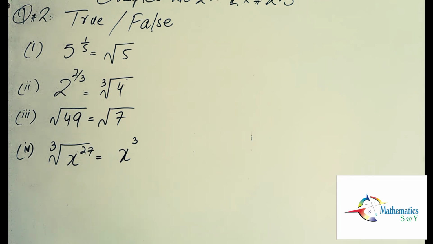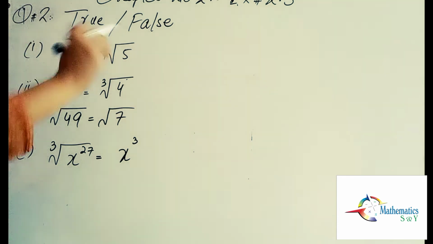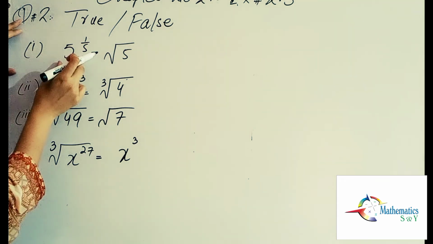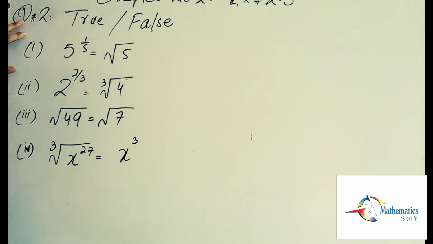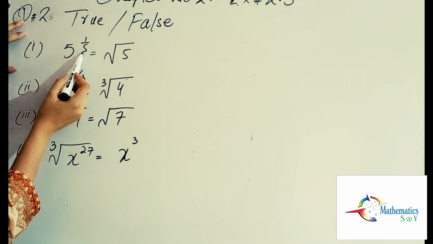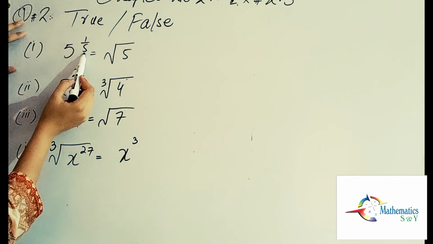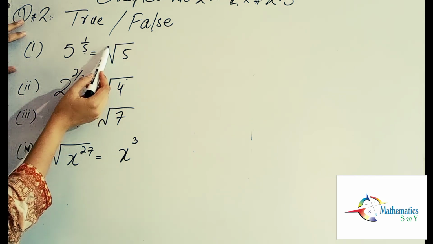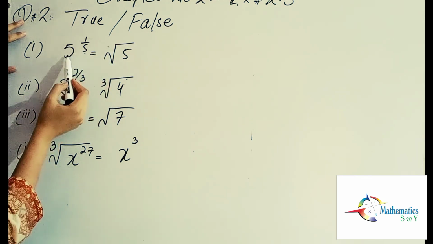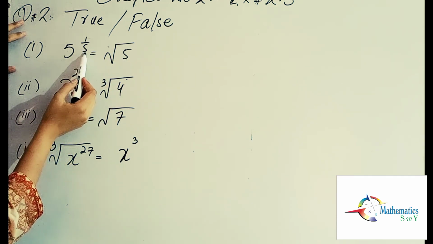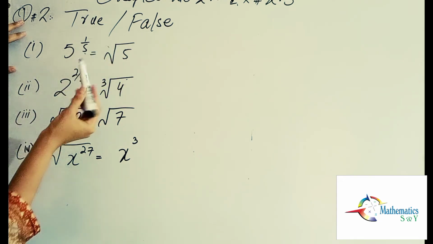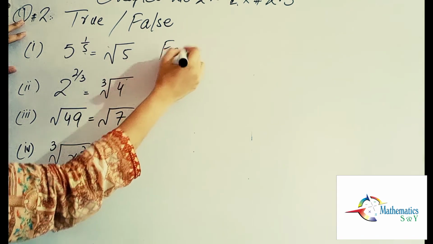Yes guys, here in question number 2, we'll have to pick out the true or the false statement from here. So in part 1, we check whether both sides are equal or not. 5 raised to power 1 by 5 equals the square root of 5. Here the index of the radical, you can see the denominator is 5. So the index of the radical should be 5 and the radicand should be 5. The radicand is okay, but the index of the radical is 5, so there is no index of radical 5. So this is the false statement.